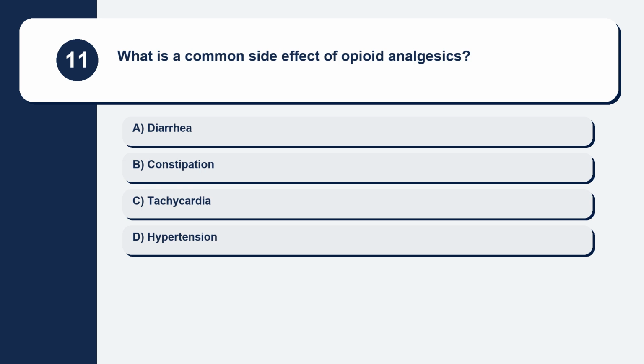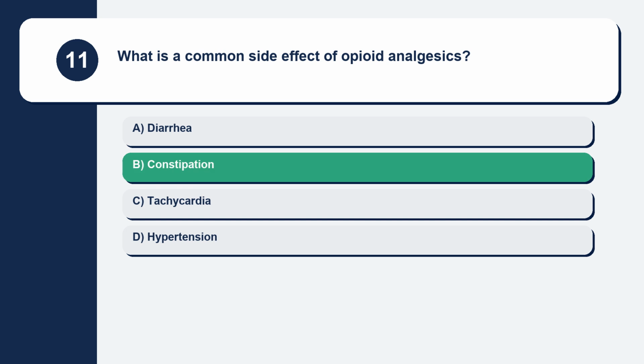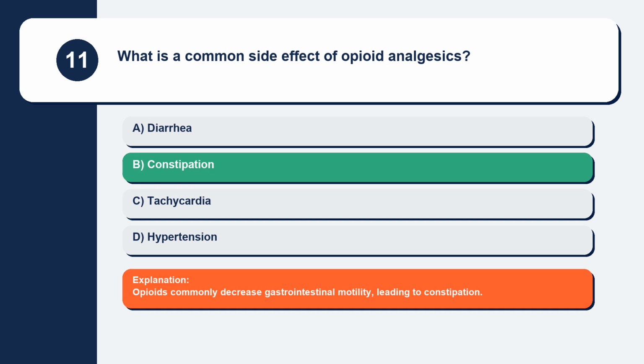Question 11. What is a common side effect of opioid analgesics? Diarrhea, constipation, tachycardia, hypertension. Opioids commonly decrease gastrointestinal motility, leading to constipation.